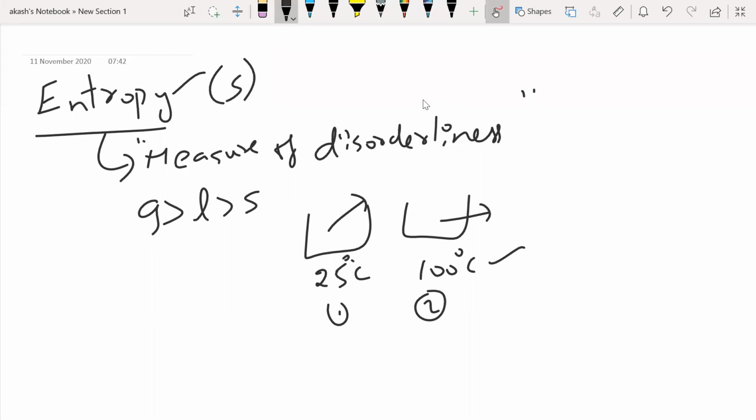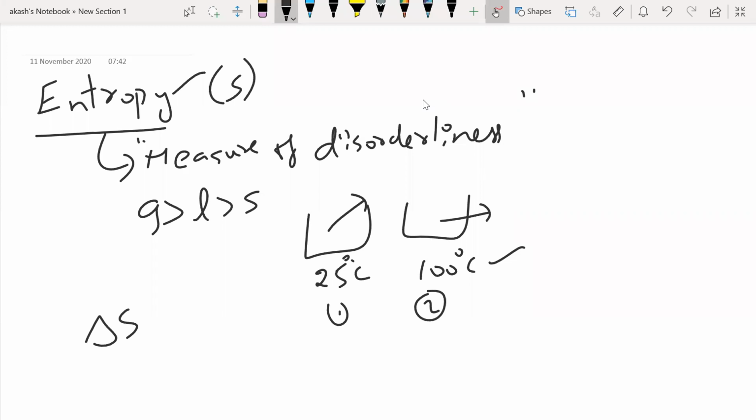Now, how do you measure this S? How do you measure the absolute entropy? The answer is you cannot measure the absolute entropy. Just like you cannot measure the absolute enthalpy values, you cannot measure the absolute internal energy values. Just like that, you cannot measure the absolute entropy values. But what you can measure is delta S.